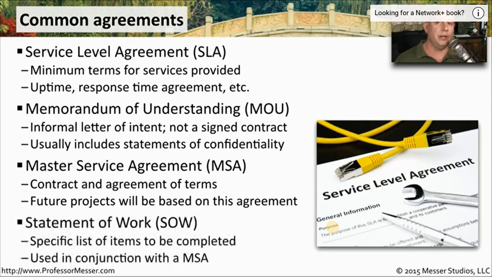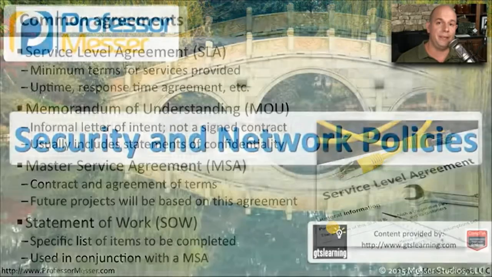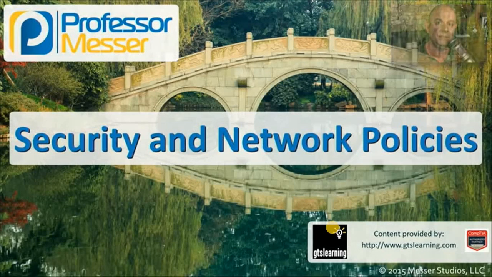A very detailed agreement is something like a statement of work, or an SOW. A statement of work is a very detailed and itemized list of what is expected to be done when services are rendered. This is often paired with a master service agreement so that you can have an umbrella agreement of minimum terms and a statement of work that provides some detailed information of the services.